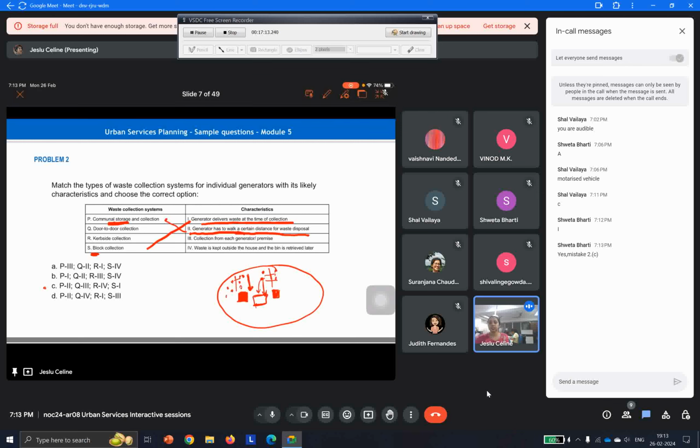Yes, mistake two is C. Okay, yeah, that's correct. Let's come to that. So that's done. Now we have door-to-door collection. So that is easier. Door-to-door collection from the generator and the premise. So that we know, door-to-door collection.